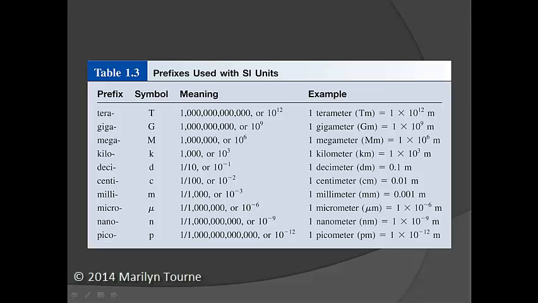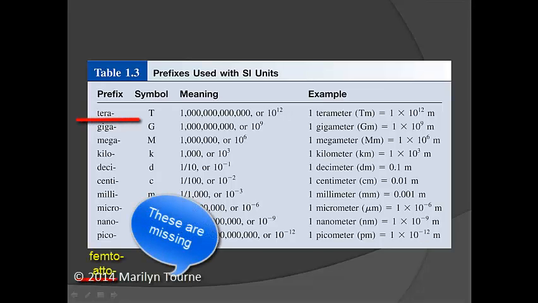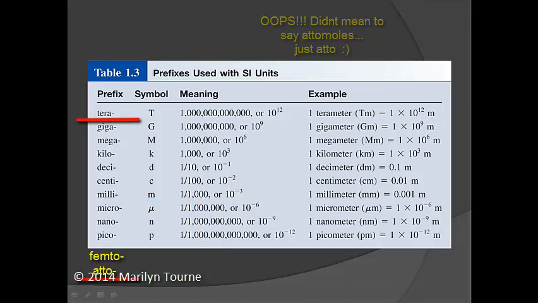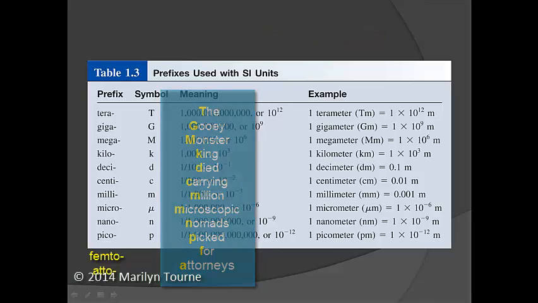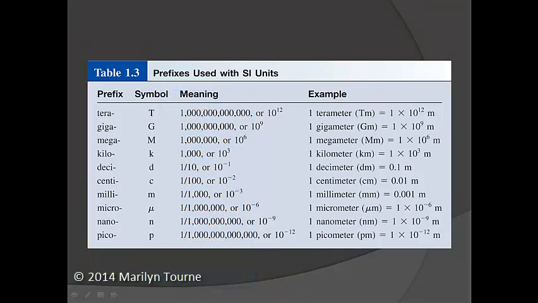Now, if you start from tera and you end up at atto, which you don't see in this table, I made up this saying, which goes like this. The gooey monster king died, carrying million microscopic nomads for attorneys. Now that works for me. Usually if you're going to remember something, you have to make it up yourself. So I encourage you to make up your own little funny story to remember these.